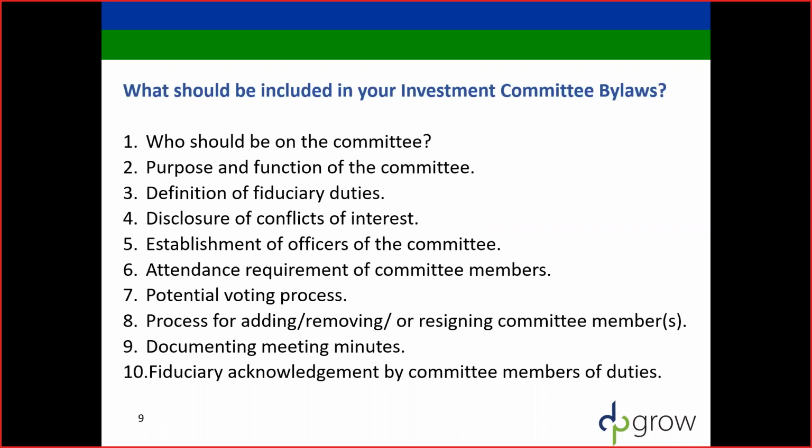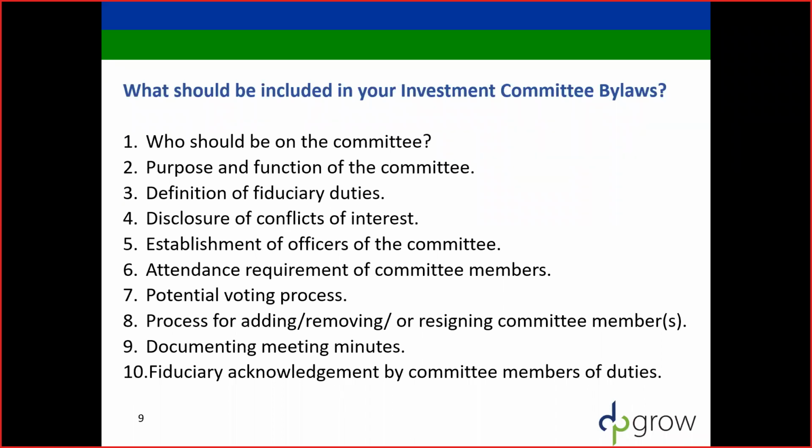Here again, we see a bunch of bullets in terms of some things that should be a part of that committee bylaw. Purpose and function, we talked about the definition and duties, disclosure of conflict of interest. An example would be, let's say my brother-in-law is also the investment advisor on our plan. Again, there's nothing wrong with that. That's perfectly fine. It just should be disclosed to the committee, so everybody knows.